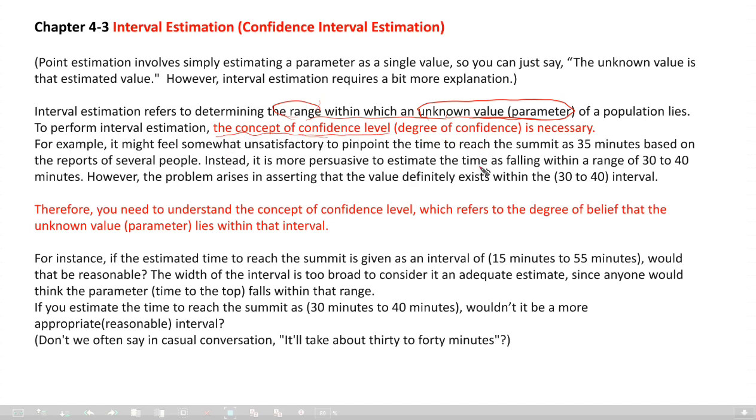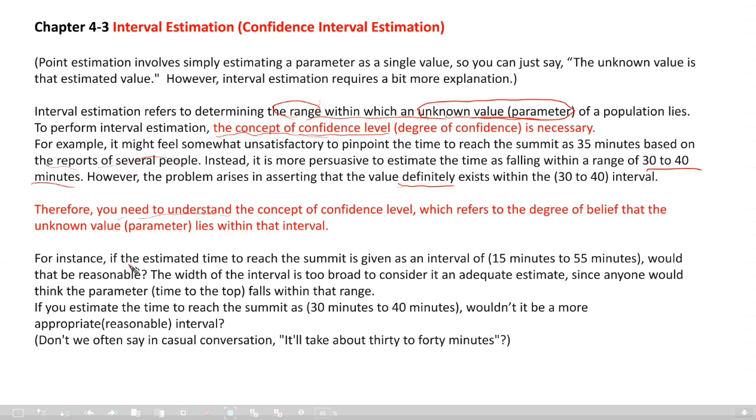What is confidence level then? For example, it might feel somewhat unsatisfactory to pinpoint the time to reach the summit as 35 minutes based on a sample, reports of several people. Instead, it is more persuasive to estimate the time as within a range of 30 to 40 minutes, because the estimation is based on a sample. However, a problem arises in asserting that the value definitely exists within the 30 to 40 minute interval. No way. Then what do we need? That is confidence level, the degree of belief that the unknown parameter lies within that interval.